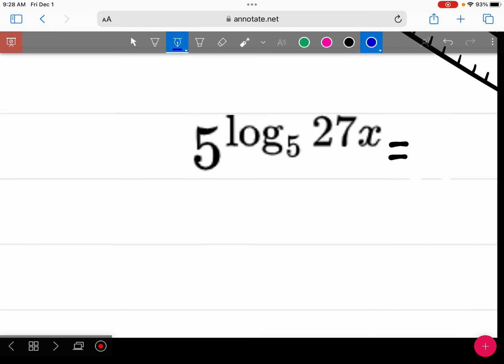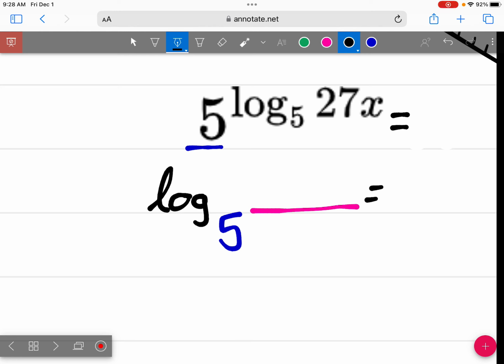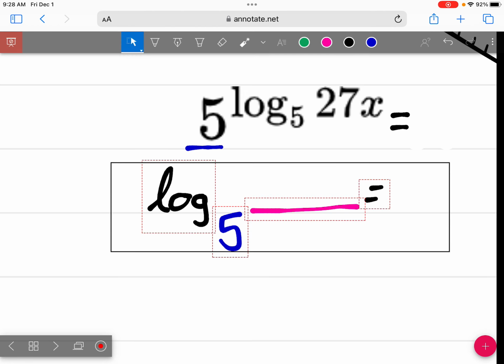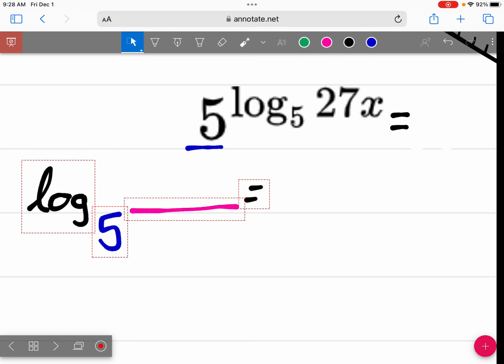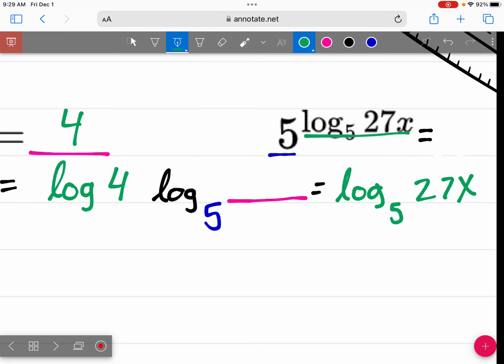Then let's switch it around if we don't see it. Base 5, so we'll switch it to log form. Log base 5 of something equals, ooh, I gotta give myself more space than that. There we go. Whatever my exponent is. Log base 5 of 27x. So what goes in that pink line? 27x.